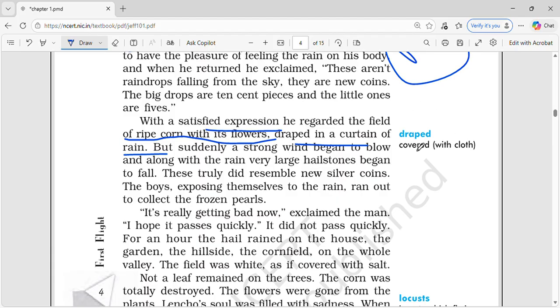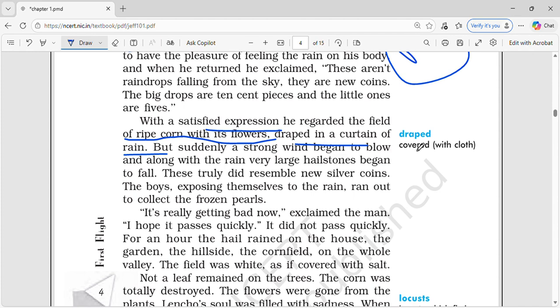देखो अब क्या है इसमें, all of this with a satisfied expression. जो the kid, okay, he was there, तो he said with a satisfied reflection कि हाँ यार, he regarded that the field with the ripe corn, कॉर्न ग्रो करी थी, फ्लावर्स थे ना, more harvesting वाला, तो they were draped in a curtain of rain, मतलब basically fields are covered with rain. It was showering and showering with rain.